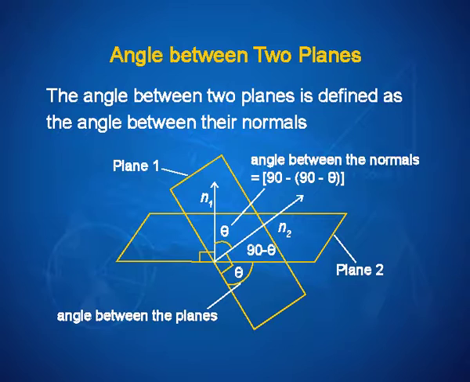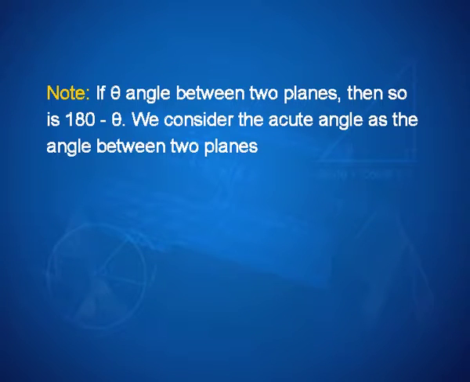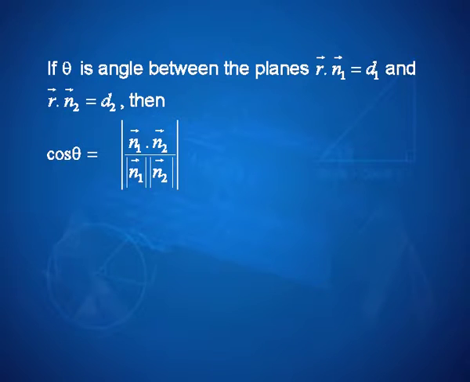And therefore, it is absolutely fine to accept that the angle between two planes is defined as the angle between their normals. Another thing you must keep in mind is, if theta is the angle between the two planes, then so is 180 minus theta. We always consider the acute angle as the angle between the two planes. If theta is the angle between the two normals, then cos theta is the absolute value of n1 dot n2 divided by modulus n1 times modulus n2, and therefore theta will be cos inverse of this quantity.